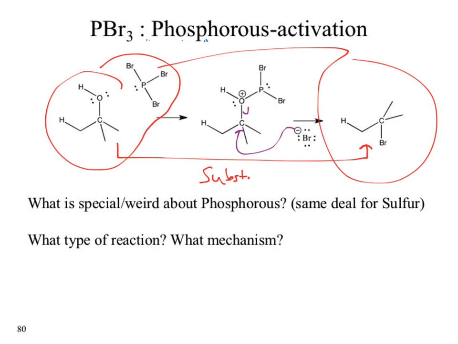SN2. We're primarily concerned about that backside attack. Okay? So we're running an SN2 reaction in this case. Right? We get the backside attack, we get the inversion in stereochemistry, and all that fun stuff that goes with it. Make sense?